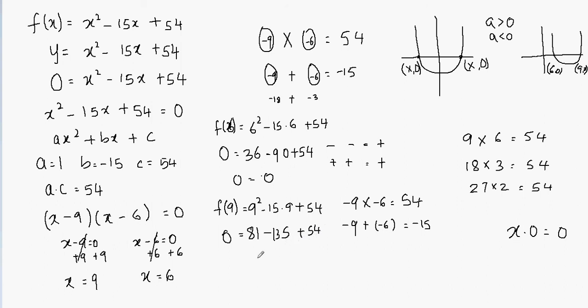Okay, then let's add these two. 81 plus 54 is going to be 135, and 135 minus 135 will be 0. So we have got 0 is equal to 0. That means the zeros of this function are x equals 9 and x equals 6. This step is not at all mandatory. If you want to, you can do it just to check your answer and make sure you have got the right zeros of this function, or else you don't have to do it.